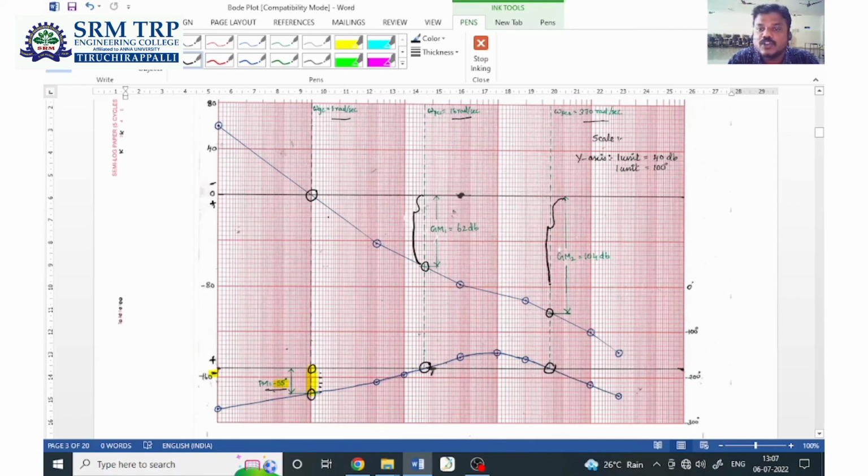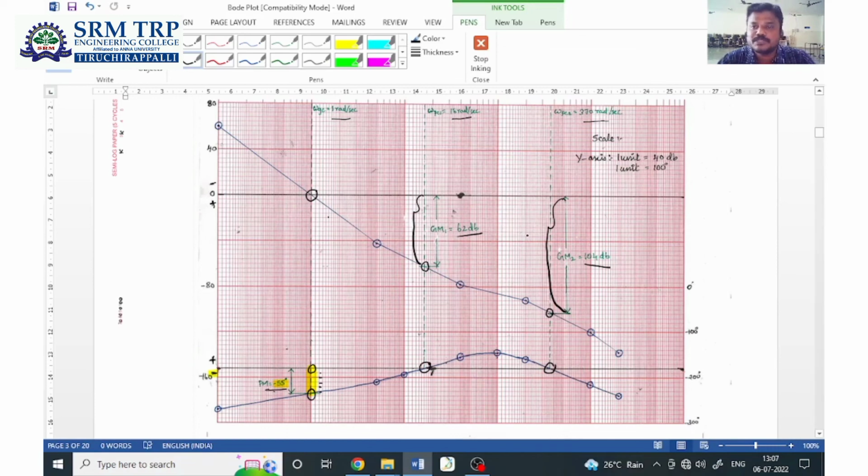The range in the sense you have to calculate the decibels, not the point. Here I have 1 unit and some 6 to 7 lines are there. One line is equal to 4 dB, so 4 times the number of lines will give you the decibels. Similarly, here you count how many lines are present in this range, and that will give you gain margin 2. That is 104 dB, and gain margin 1 is 62 dB in our case. So this is the determination of gain crossover frequency, phase crossover frequency, gain margin and phase margin.